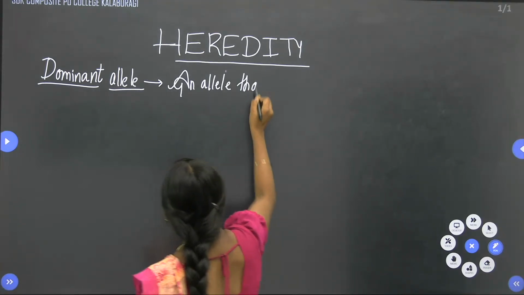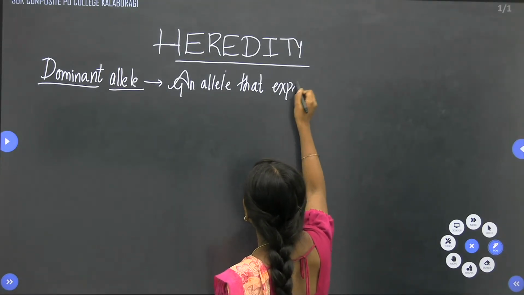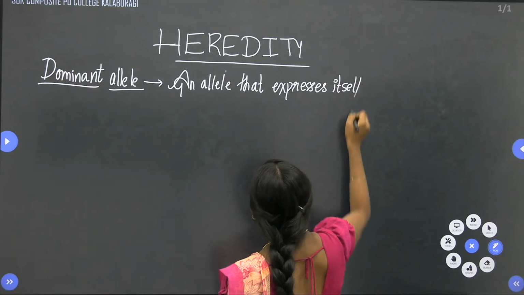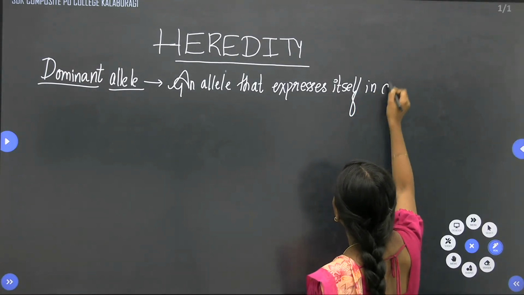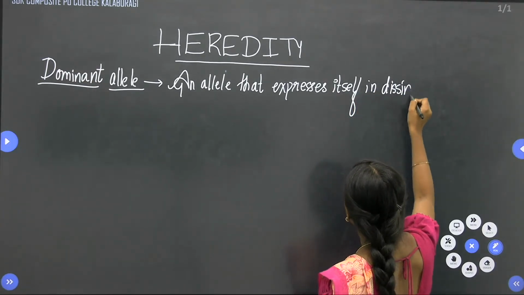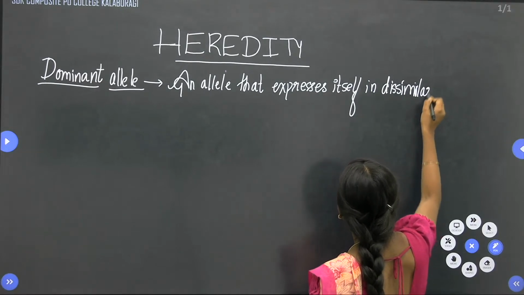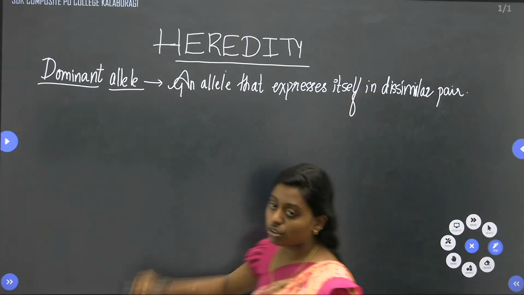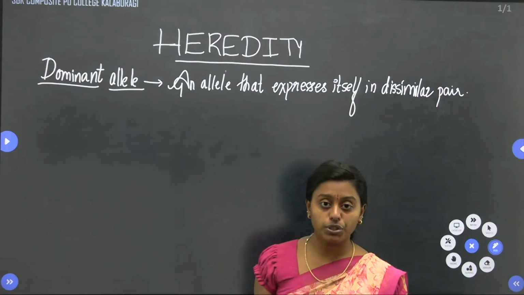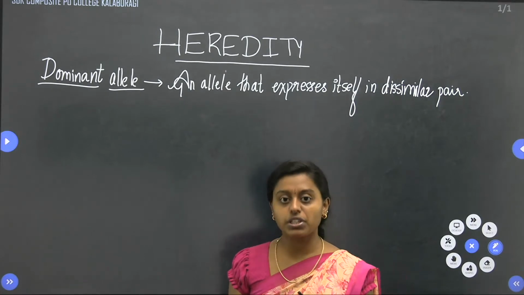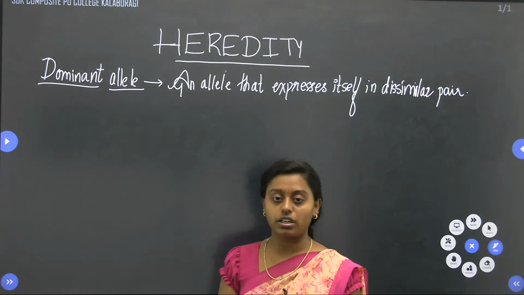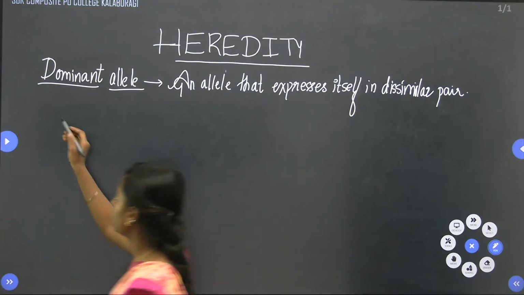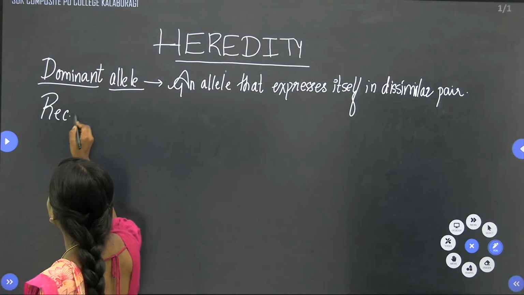that expresses itself in a dissimilar pair of the gene or the allele. If you observe any one allele is expressing itself and giving rise to a particular character, then we call that allele the dominant allele, and the other one is the recessive allele.